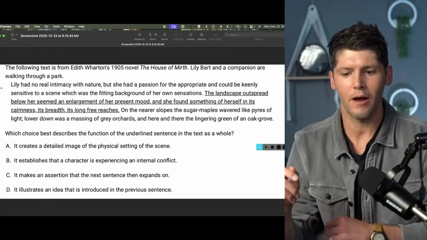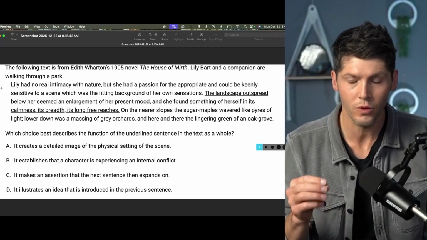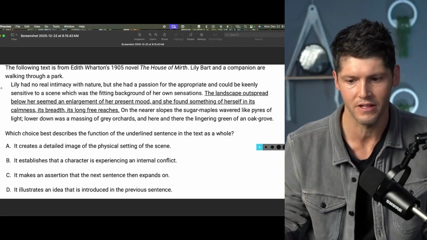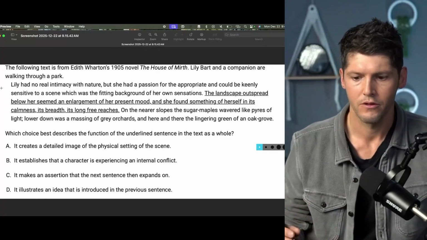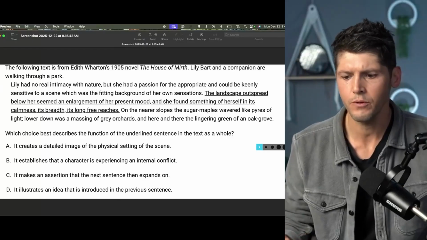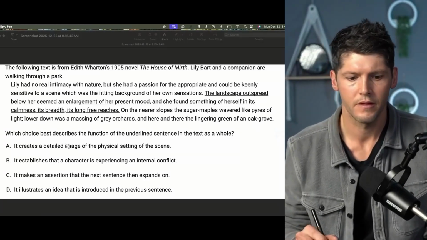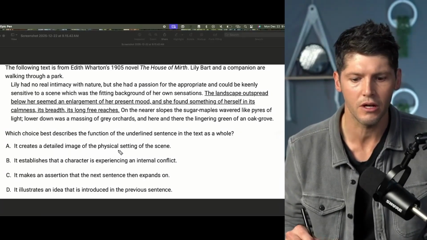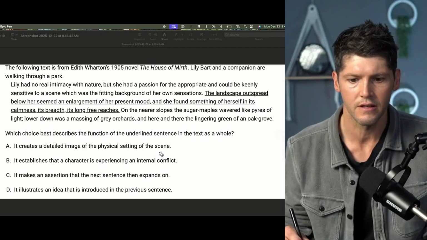So we're asked about that middle sentence. We're asked, what is the function of that middle sentence? Okay, so let's get rid of some answers here. It creates a detailed image of a physical setting of a scene.